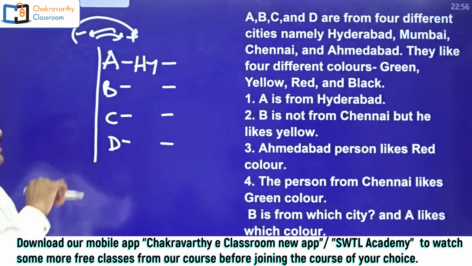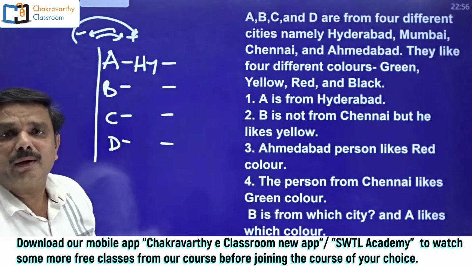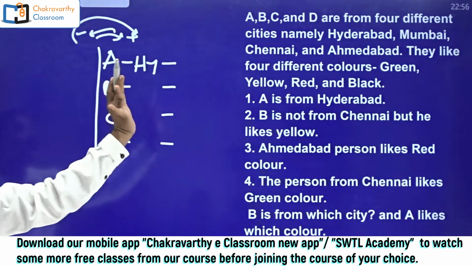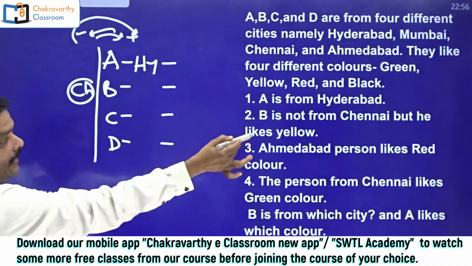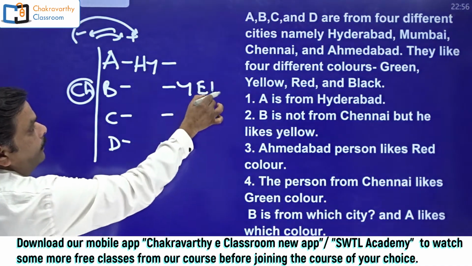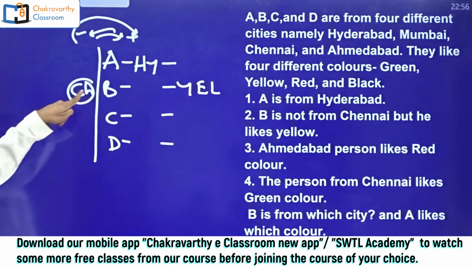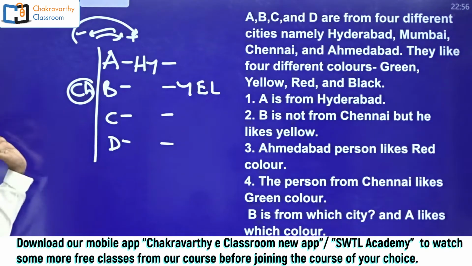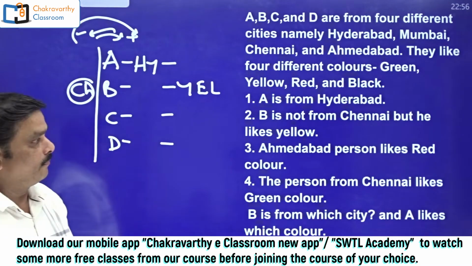Now go for the next information. B is not from Chennai, but likes yellow color. B is not from Chennai, so I write that on the negative, left side, but he likes yellow color. Chennai is eliminated for B. You should come from negative to positive as and when it is required.